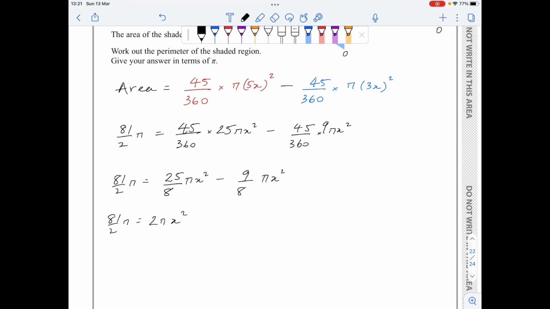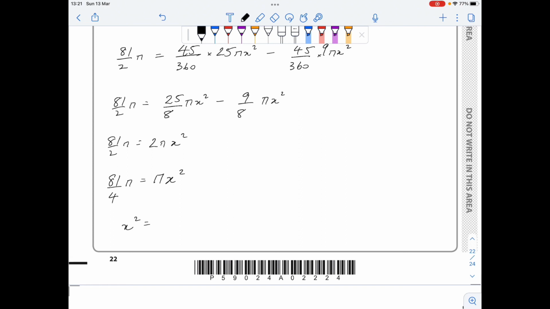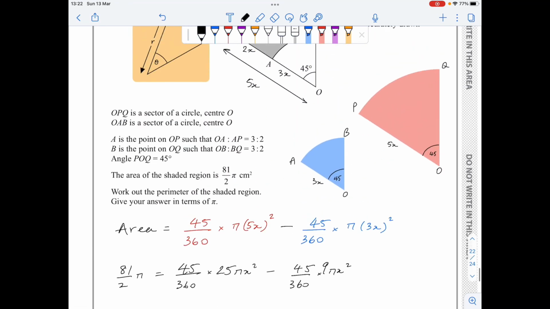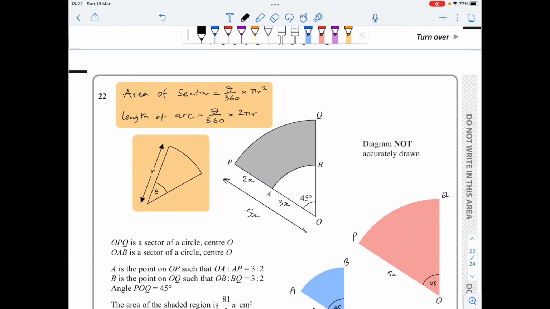Now I'm going to divide both sides by 2. So 81 over 4 pi is equal to pi x squared. I can cross out the pi's now. So x squared is equal to 81 over 4, which means that x is the square root of 81 over 4, which is 9 over 2, or just 4.5 centimeters.